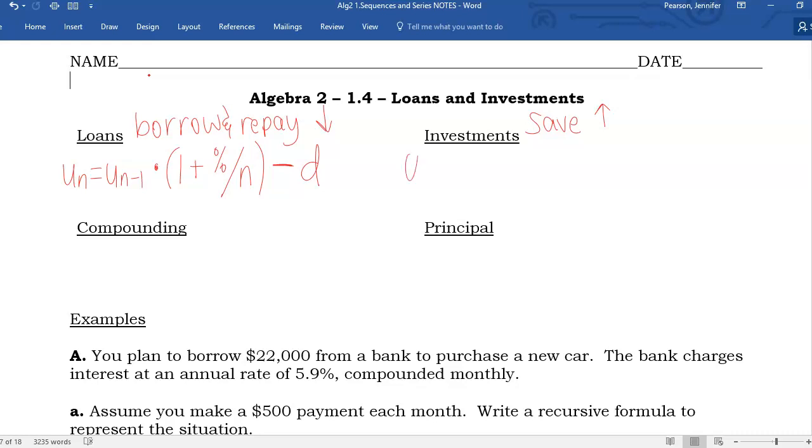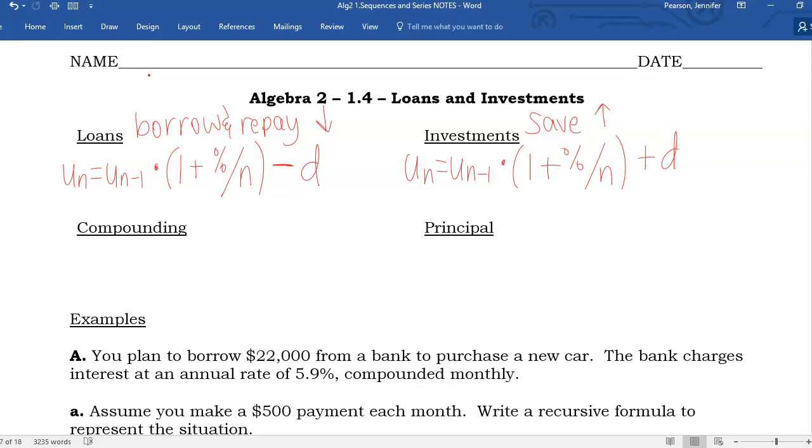An investment looks almost exactly the same. We have our u n equals u n minus 1, and then we add interest, we compound that interest. But because we're trying to increase our balance, we're trying to save more and more and more, we're going to be adding our common difference. So the only difference between these two formulas is that when you repay your loan, you have a minus sign on your payment because it goes down and down, versus a plus on your common difference because you are depositing more and more and your balance is increasing.